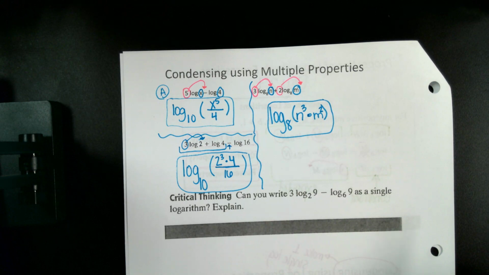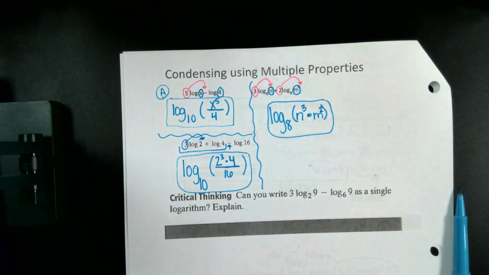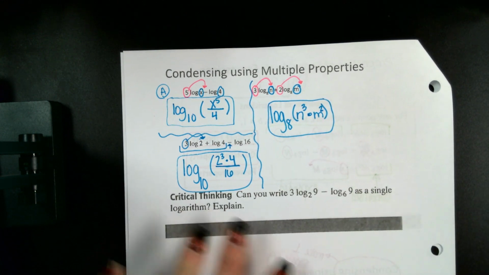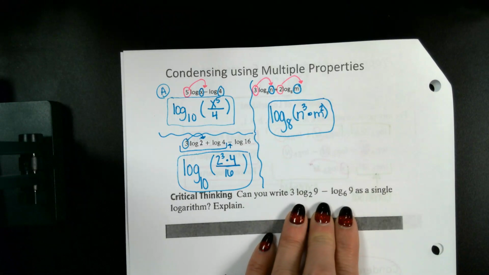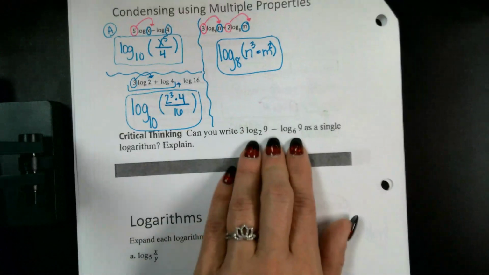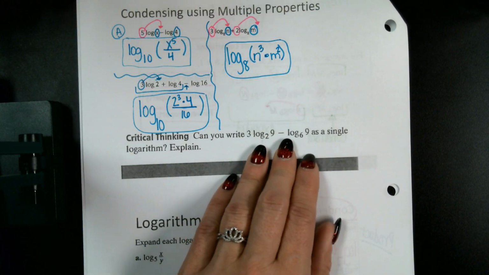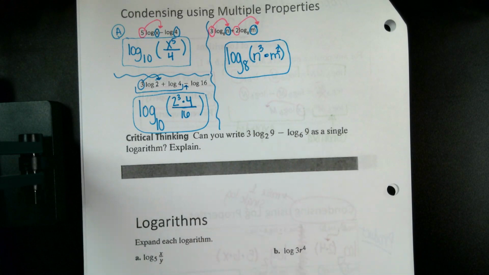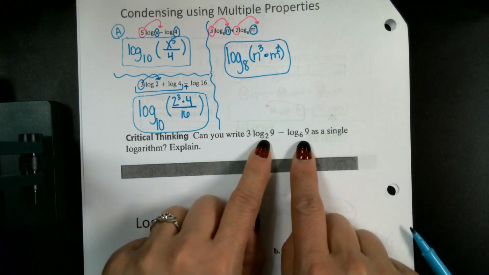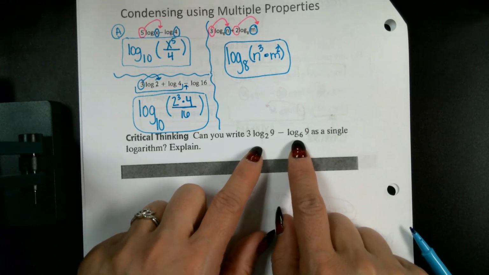Now, if you hadn't noticed, every problem we've done so far where we were condensing, every individual log had the same base as all the others, right? That's why we're allowed to do it. So right here when it says critical thinking, could you write this as a single log? What do you guys think? Can I condense that? Do they have the same base? Okay, but they don't have the same base, right? If they don't have the same base, we can't combine them. We can't condense them.